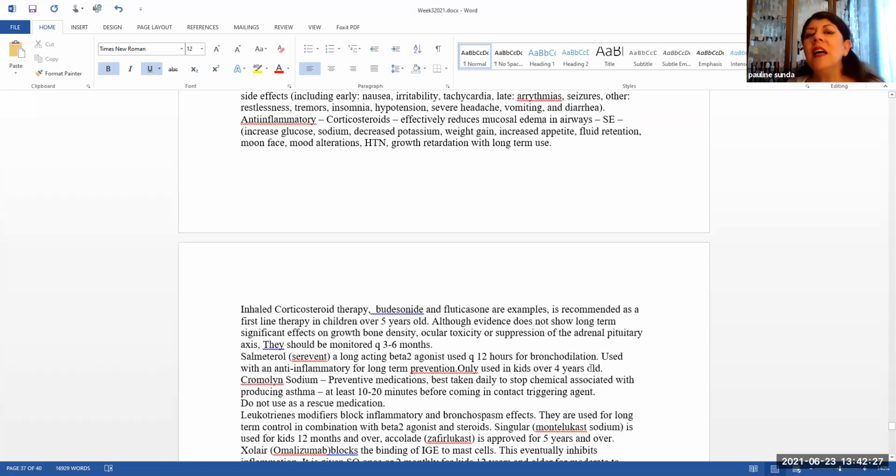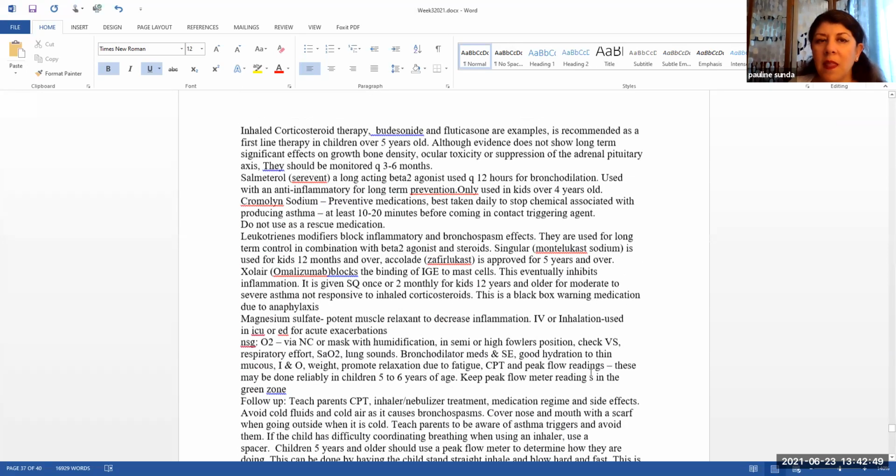Anti-inflammatory medications like your corticosteroids, basically these effectively reduce mucosal edema in the airways. Side effects include increased glucose and sodium, decreased potassium, weight gain, increased appetite, fluid retention, moon face, mood alterations, hypertension, growth retardation with long-term use.